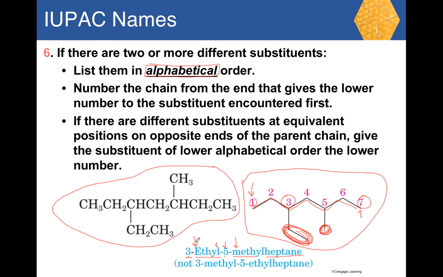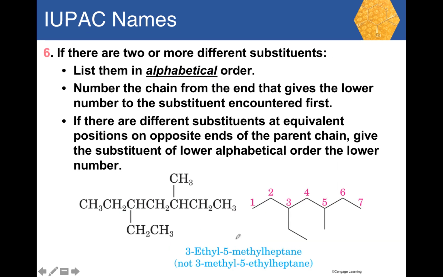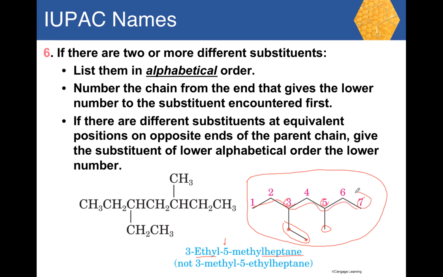So the name of this molecule, let me clear this up so we can see it. The IUPAC name of this molecule here is 3-ethyl, because that's a CH2, CH3, 2 carbons, and 2 carbons represents an ethyl. And a 5-methyl, here's the 5, and here's the methyl, CH3, and a heptane because the longest chain here has 7 carbons. So practice that.